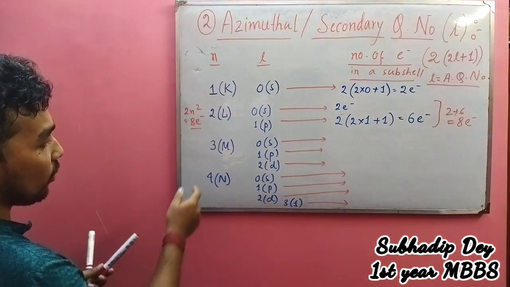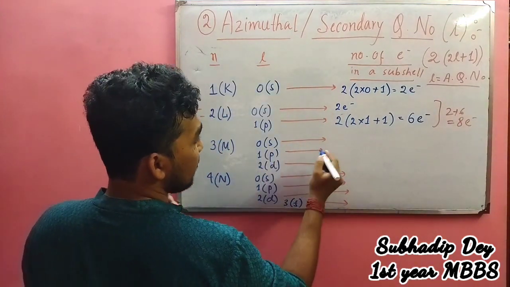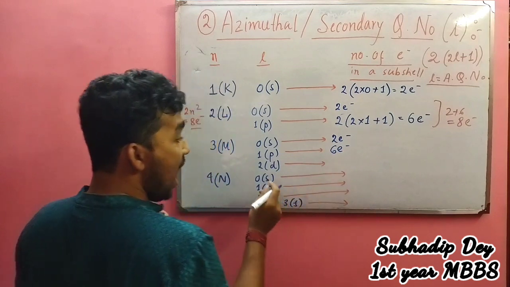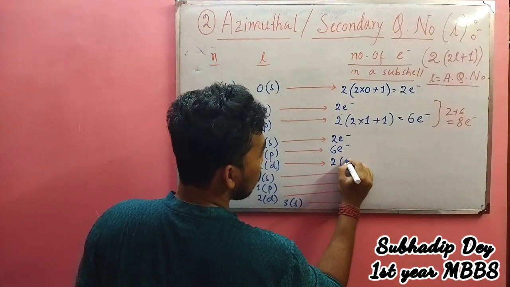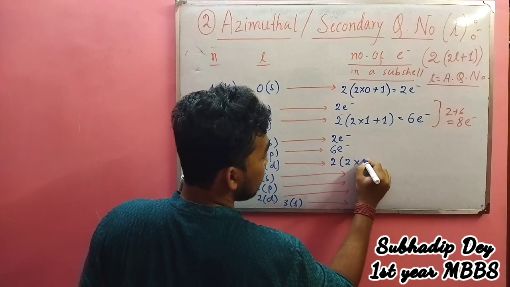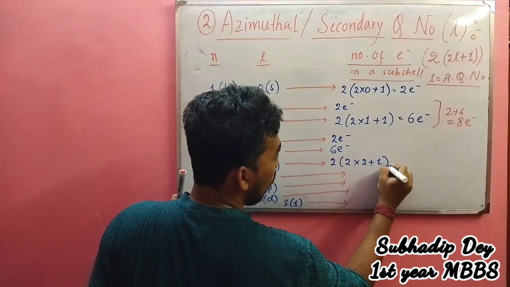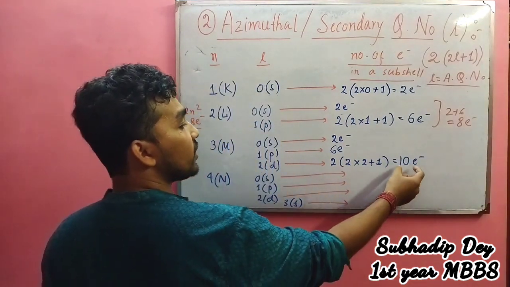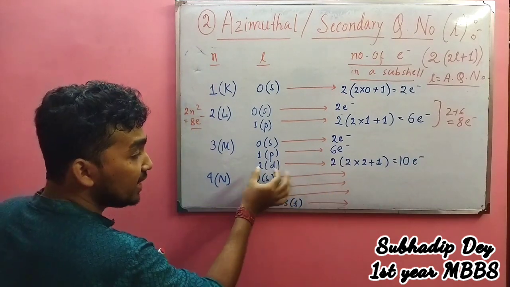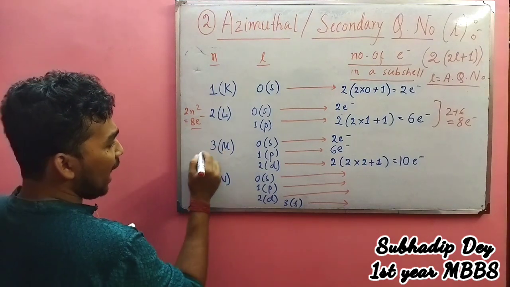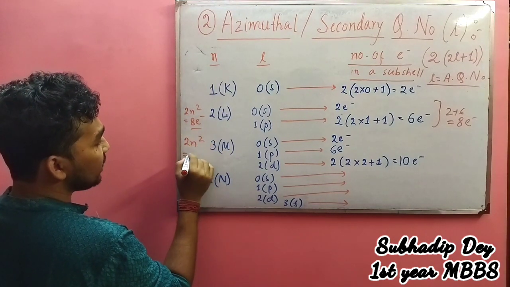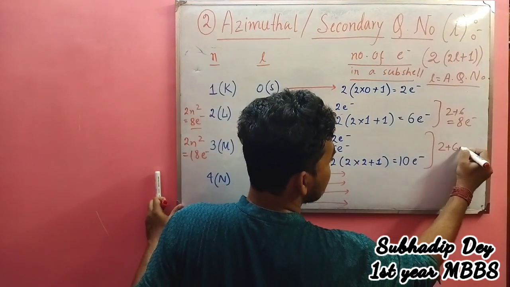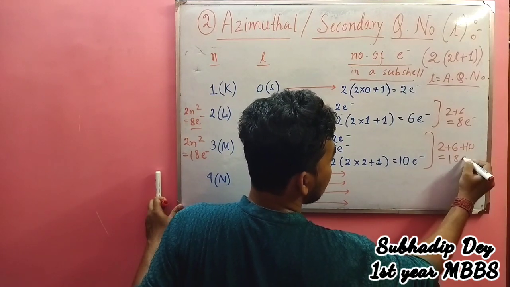Okay, now we will see for M shell. Within S subshell the electrons are 2. Within P subshell the number of electrons is 6. And within D subshell, here L equal to 2, right? So the number of electrons will be 10. So a total of 10 electrons are residing in D subshell. Now you know that in M shell the total number of electrons is 18. You see here 2 plus 6 plus 10, you will get 18 electrons, right?